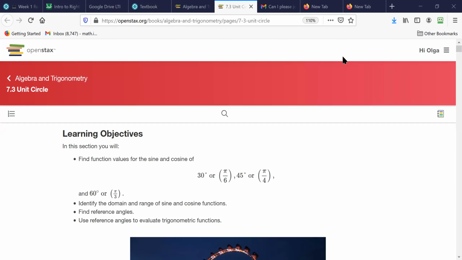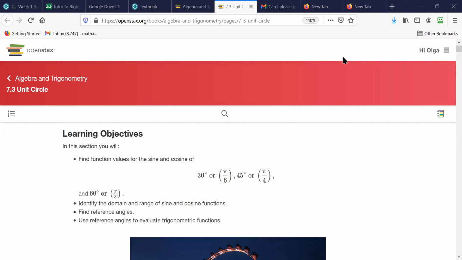Hey guys, so we are starting section 7.3 in our algebra and trigonometry book, but it's only the third section of our trigonometry study, and this section is called unit circle. So that's what we're going to be talking about.